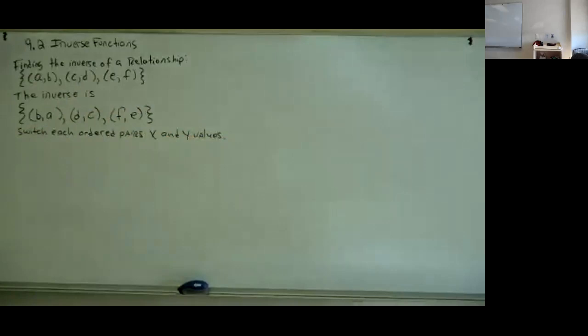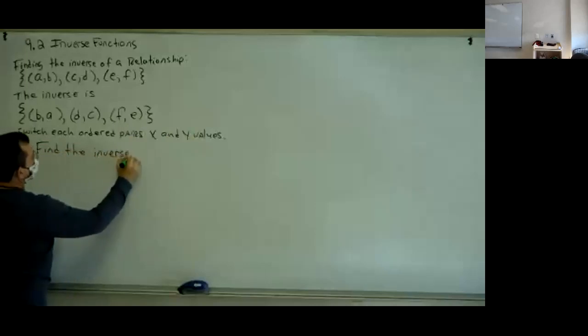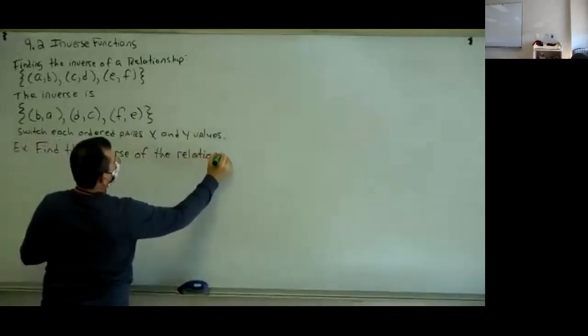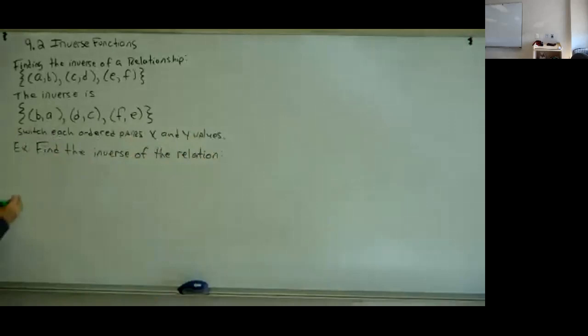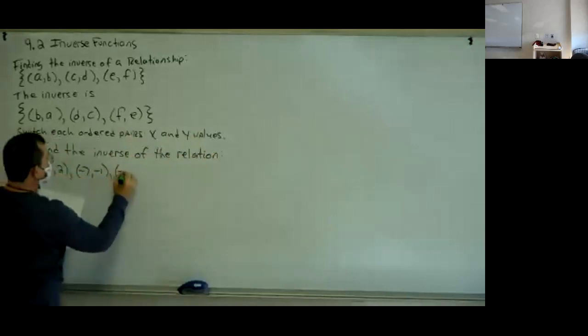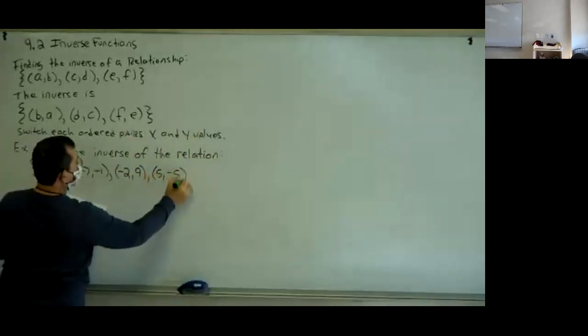Okay. So let me show you an example of what they give us. And we'll find the inverse of it, okay? So I'm going to find the inverse of the relation. All right, so here's what they're giving me. They're giving me the point 4, comma 2, -7, -1, -2, 9, and then 5, comma -5.